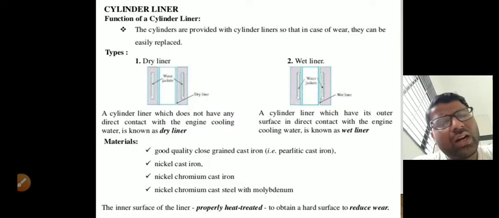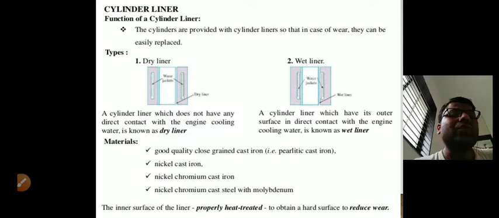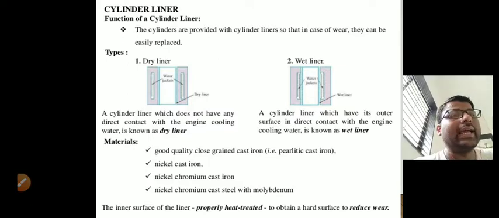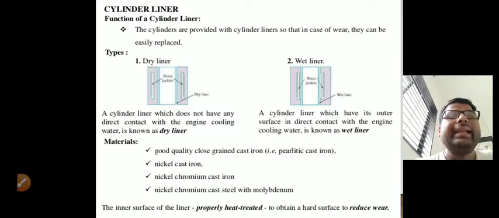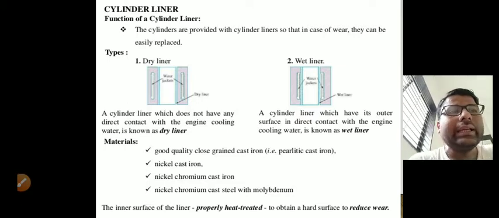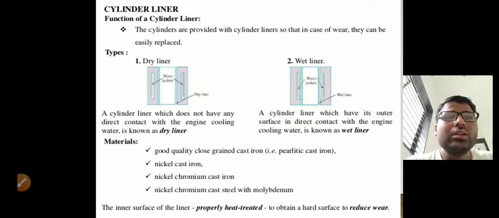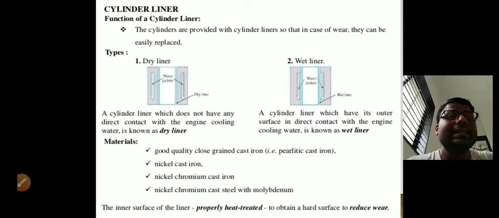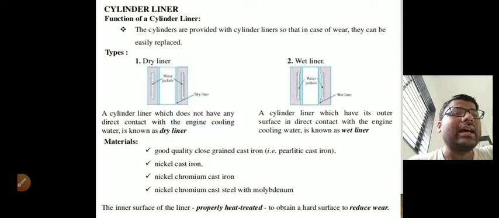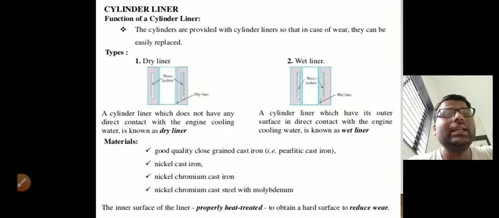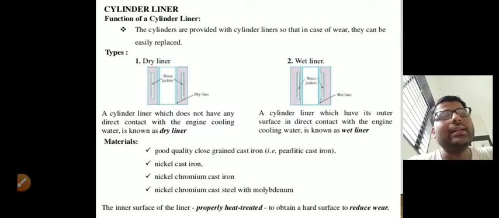Okay, now there are two types of liners. The first one is the dry liner and the second one is the wet liner. Whenever the liners are in direct contact with the cooling water, it is called a wet liner. And whenever the liners are not in direct contact with the cooling water, it is known as a dry liner, right?